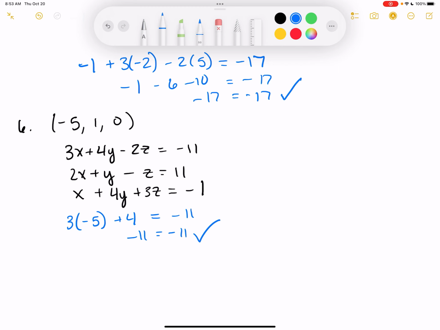The next one, we have 2 times -5 plus 1 minus 0 equals 11. So that's -10 plus 1, which is -9, equals 11. That is not true, so this is not a solution. And we can stop there. We don't need to do the last one because even if it works, it does not matter. It has to be a solution to all three.